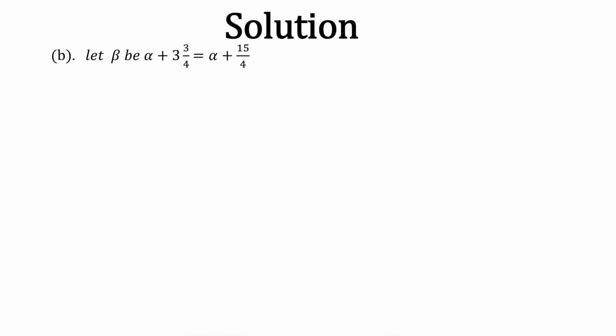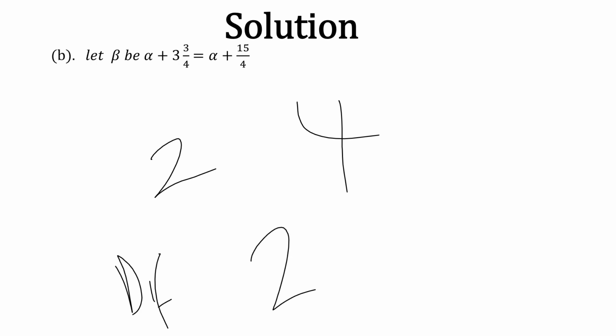From the question, the difference between alpha and beta, the roots, is 3¾. Take any two numbers. Just take any two numbers, so I'll take 2 and 4. What's the difference between 2 and 4? The difference is 2, right?